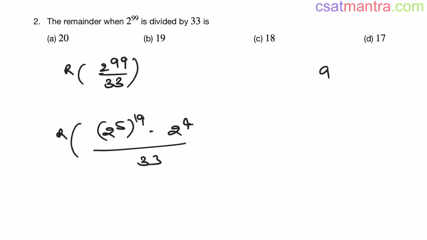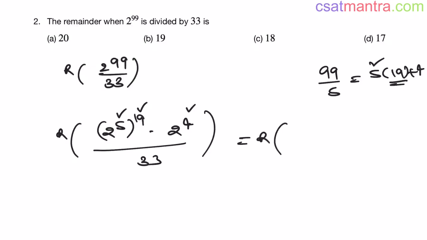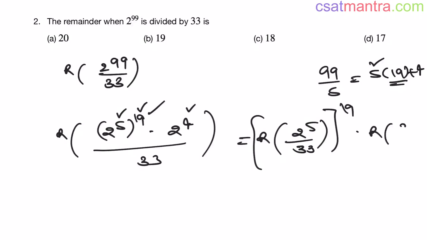So you are writing this as 2 power 5 whole power 19, into 2 power 4, by 33. See, 99 when divided by 5 is 5 into 19 plus 4. Remainder is 4. When divided by 33, this is the remainder of 2 power 5 by 33 whole power 19 times, my friends. You can take this power outside. This is what we have seen in the previous problem, into the remainder when 2 power 4 is divided by 33.